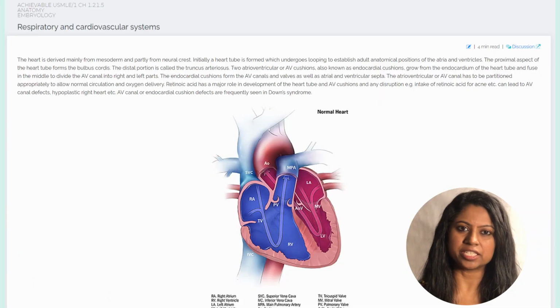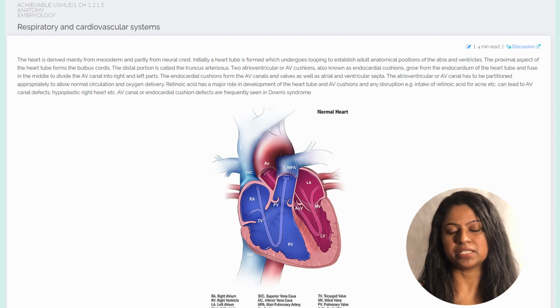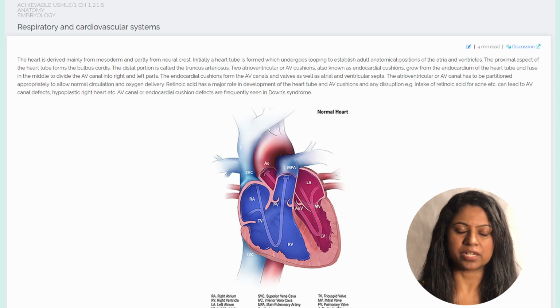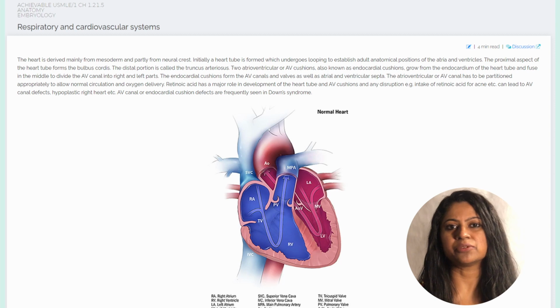In order to get a deeper understanding on this subject, I would recommend you refer to development and embryology of the cardiovascular and respiratory systems in Achievable USMLE.